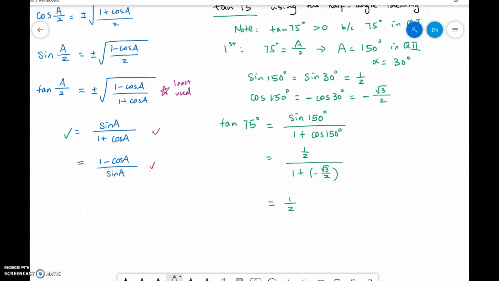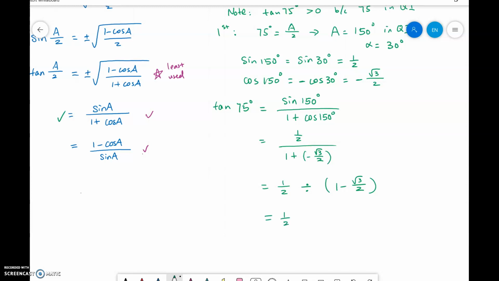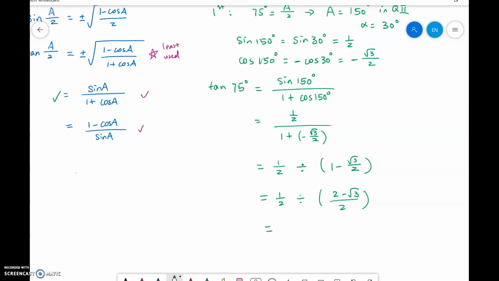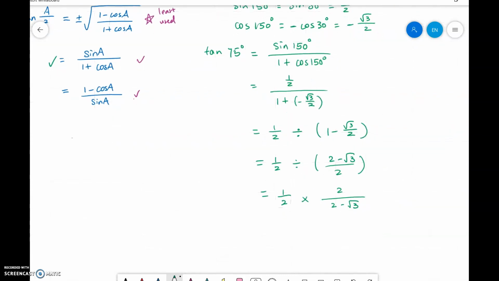So I do not like the complex fraction, so I'm going to do 1/2 divided by 1 minus square root 3 over 2. We do need the parentheses. So 1/2 divided by 1 minus square root 3 over 2 becomes 1/2 divided by 2 minus square root of 3 over 2. Dividing by a fraction is the same as multiplying by its reciprocal. So we end up with 1 over 2 minus square root of 3.